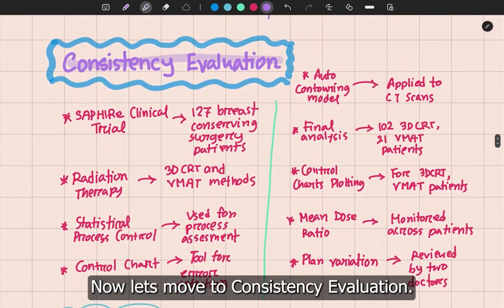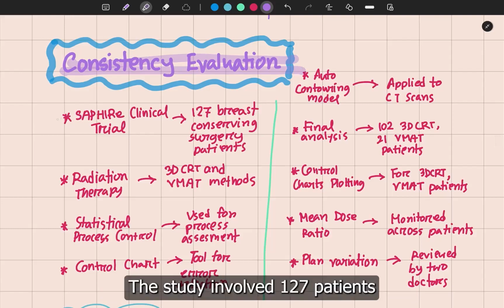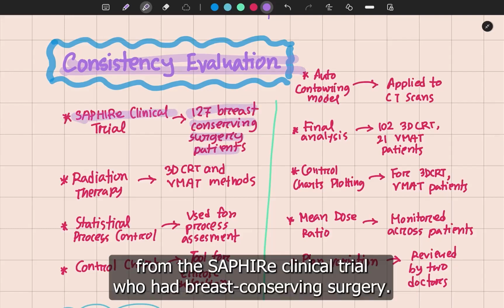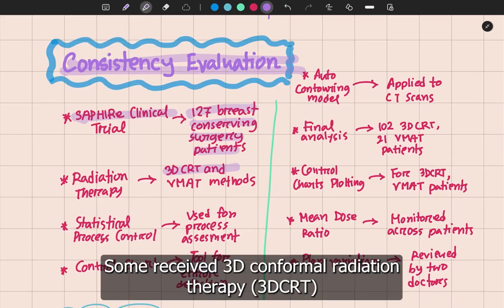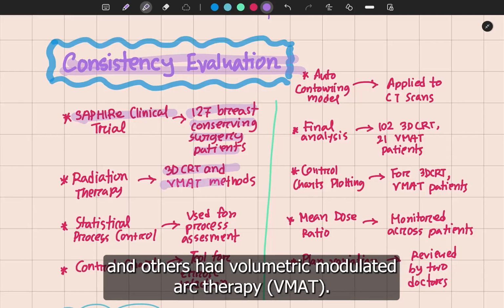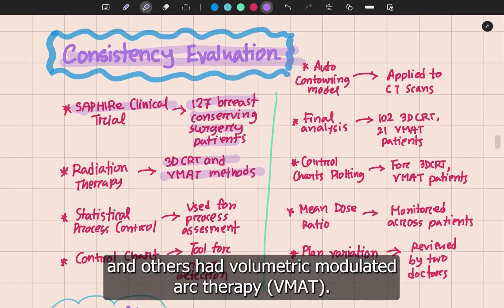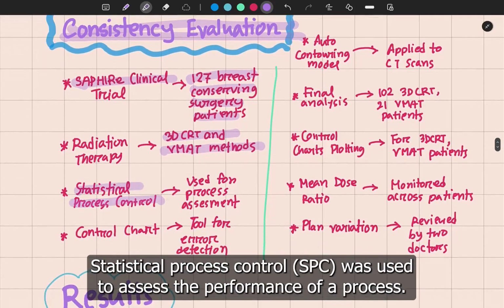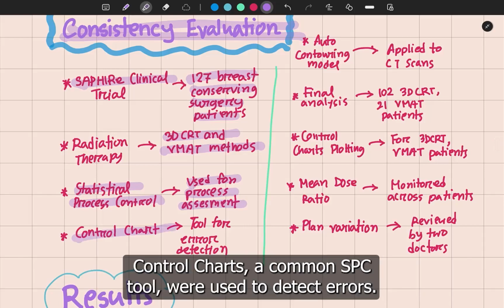Now let's move to the consistency evaluation. The study involved 127 patients from the Sapphire clinical trial who had breast conserving surgery. Some received 3D conformal radiation therapy or 3D CRT and others had volumetric modulated arc therapy or VMAT. Statistical process control was used to assess the performance of a process. Control charts, a common SPC tool, were used to detect errors.